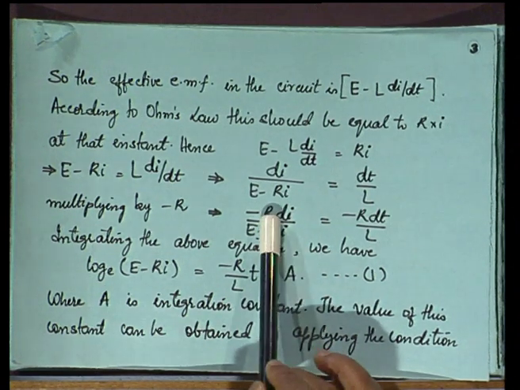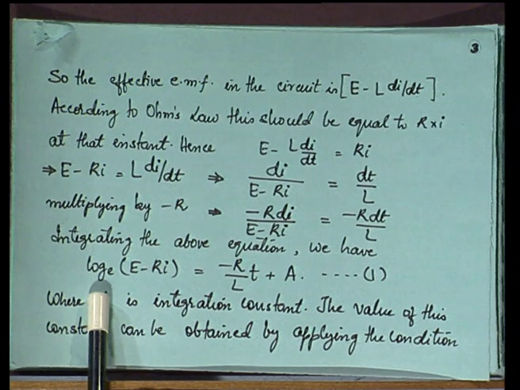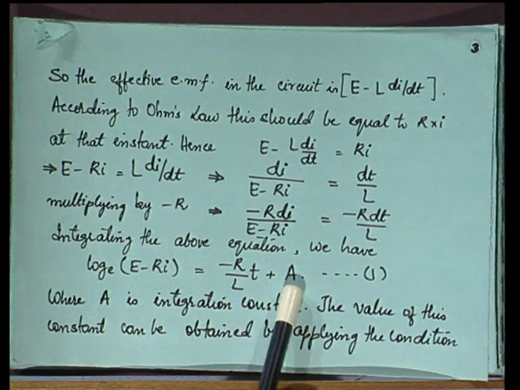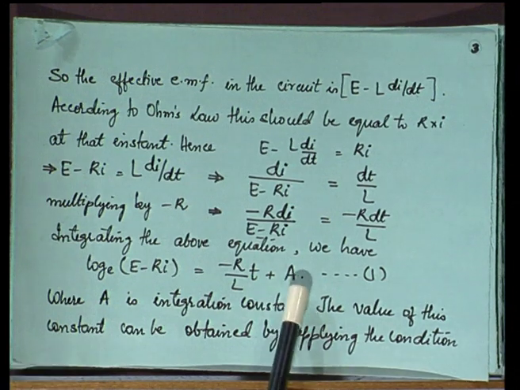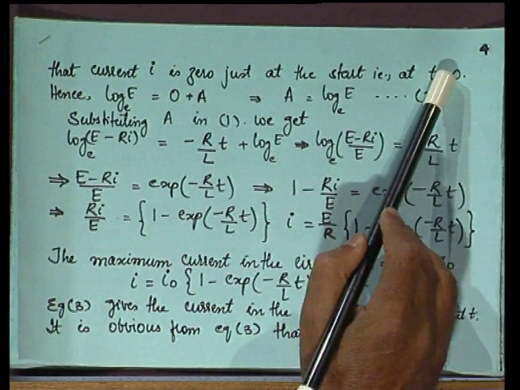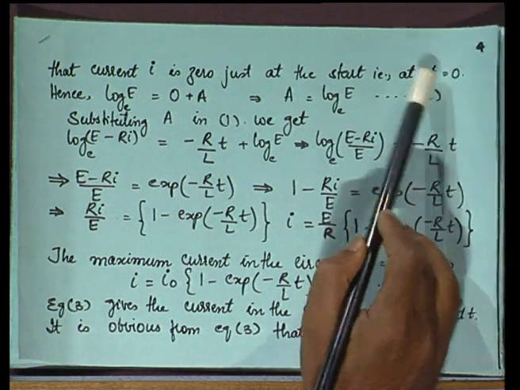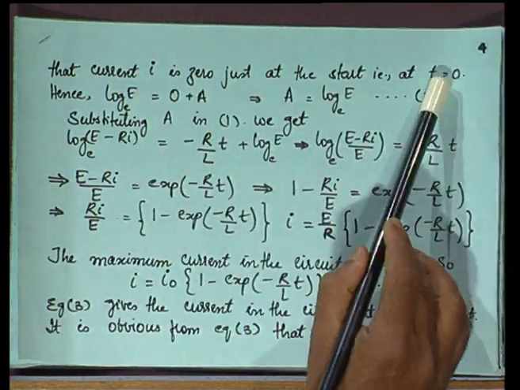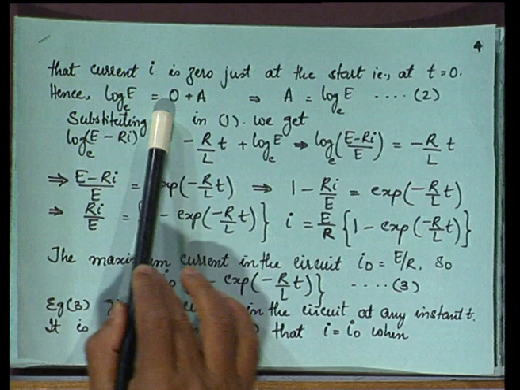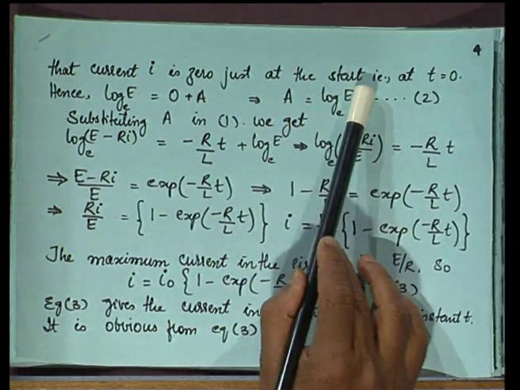Therefore, the integration of this function is the log of the denominator, which gives log (E minus Ri) equal to minus R divided by L into t plus A, where A is the integration constant. As we did in the case of the CR circuit, here also you have to find the value of A by applying the boundary conditions. When t is equal to 0, at the starting time, no current is flowing in the circuit. Therefore, when t is equal to 0, i is equal to 0, and hence log E equal to 0 plus A, thereby A is equal to log E.